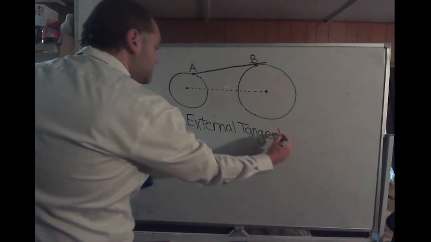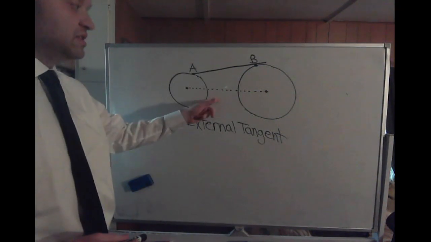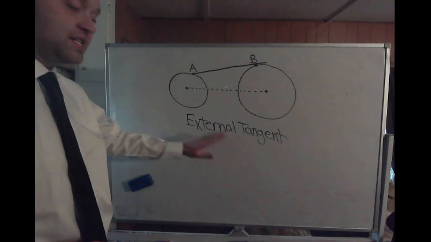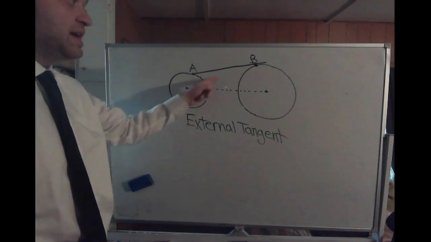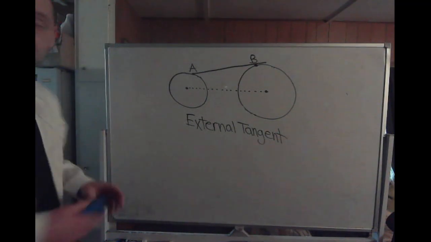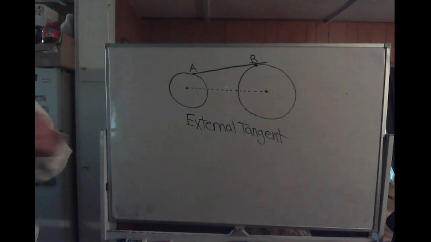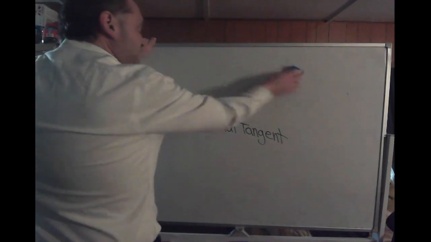So internal tangents go in between the two circles and they intersect the line that joins the centers of the circles. External tangents are still tangent to both circles, but they do not intersect the lines that join the centers. So those are also important things to consider and keep in mind. Now, not only can lines be tangent to circles, but circles can actually be tangent to other circles, believe it or not. They absolutely can.